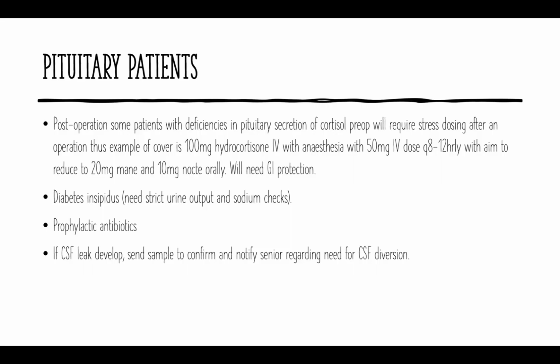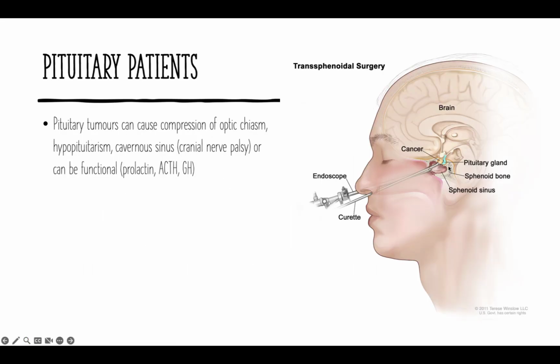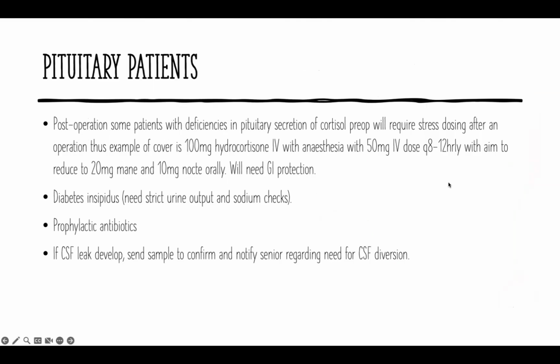We usually give antibiotics because, as you can see, we go through the nose and there's a lot of bacterial flora, and whilst there are ways to prevent it, we do try to put prophylactic antibiotics on to prevent the risk of infection. And sometimes leaking from the nose can happen, and when we're concerned if it's brain fluid or not, we can send a sample for beta 2 transferrin to double check. And if it is positive, then notify a senior to see if CSF diversion techniques, such as putting a lumbar drain in or revision surgery, are most appropriate.